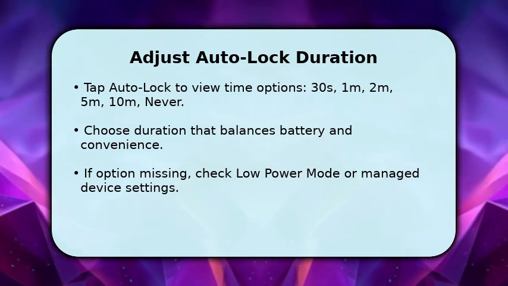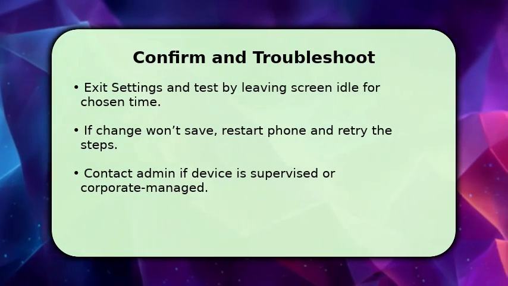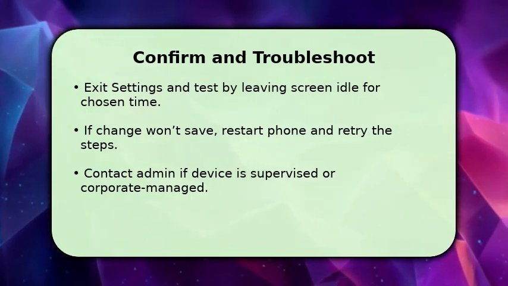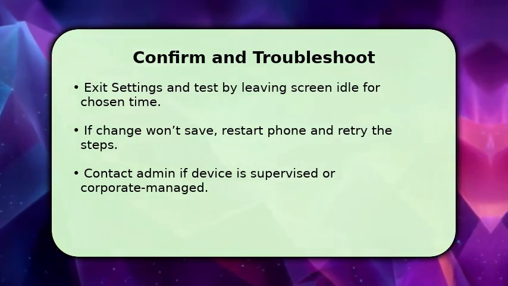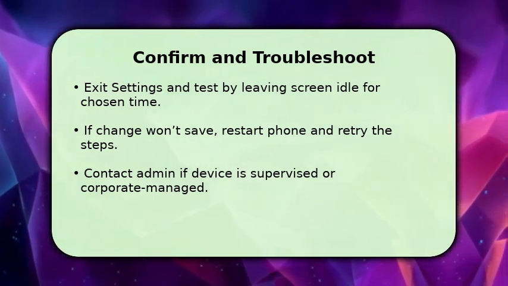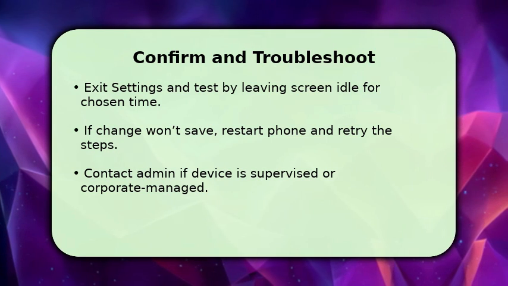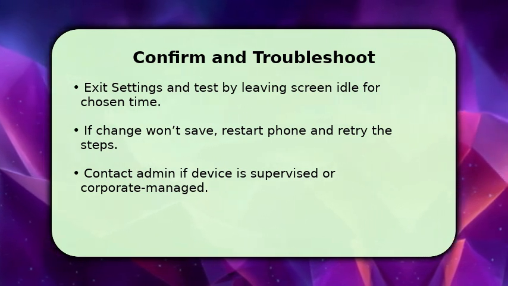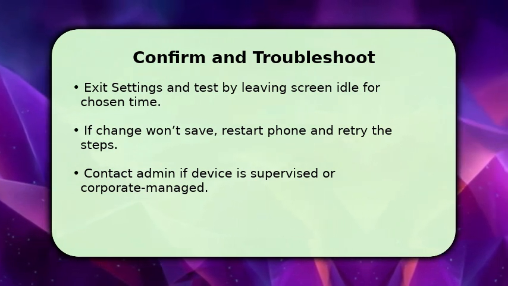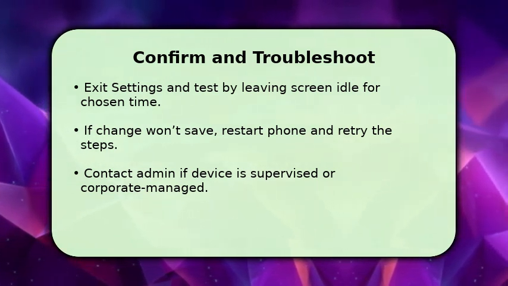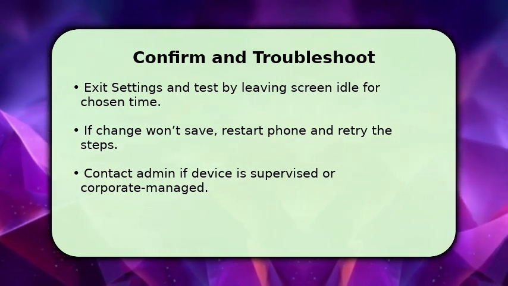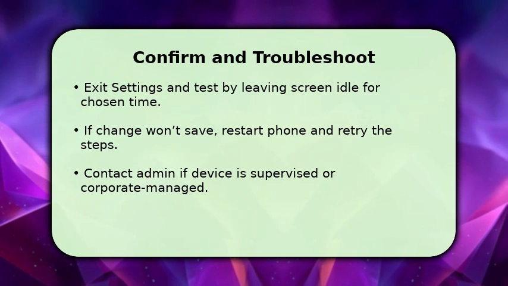You've set Auto-Lock, now confirm by locking the screen and leaving it idle to see if it sleeps at the new interval. If the device doesn't adopt the change, restart your iPhone and repeat the steps. A reboot clears temporary glitches that block settings. If Auto-Lock remains unavailable, check for a configuration profile or corporate management. Contact your admin to lift restrictions. That's the key troubleshooting tip. Restricted or managed devices, not the phone itself, often prevent timeout adjustments.